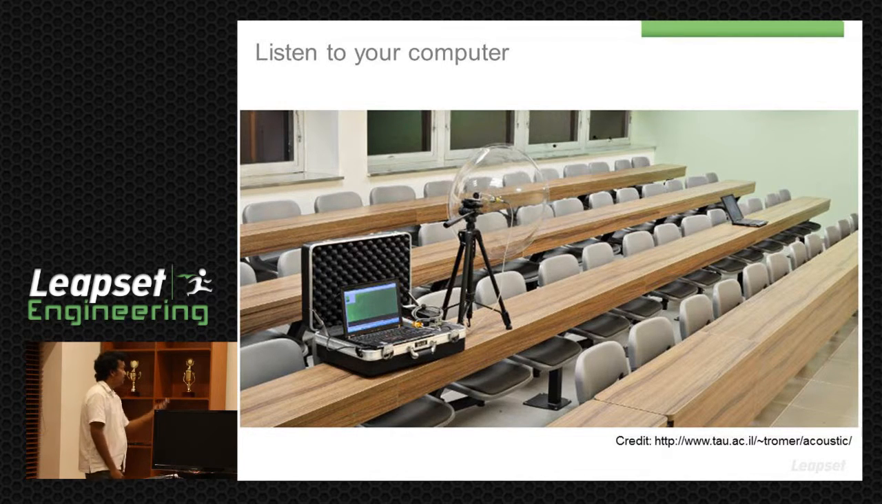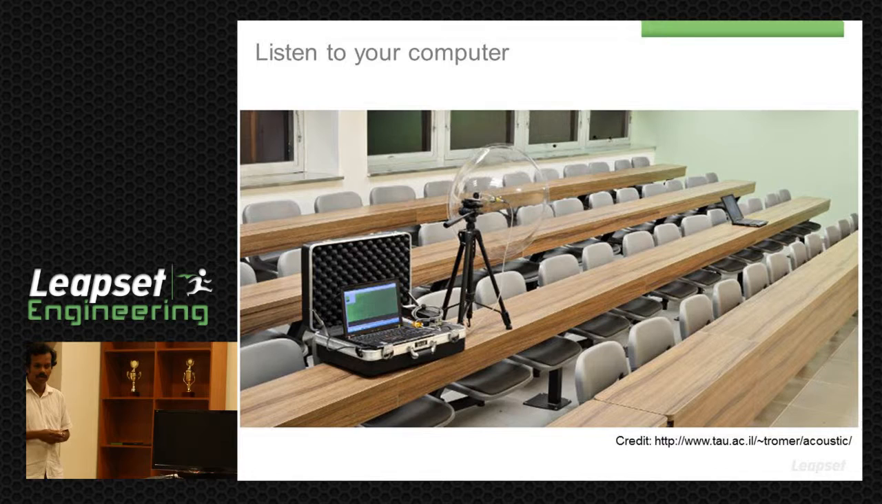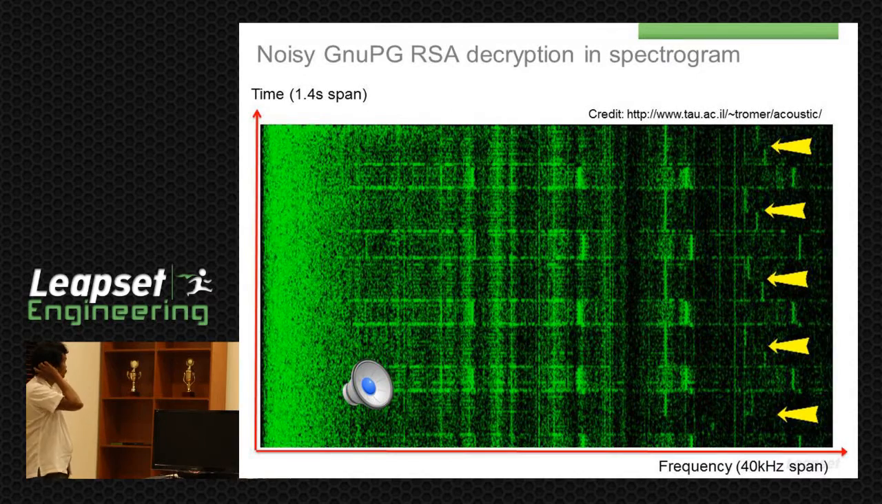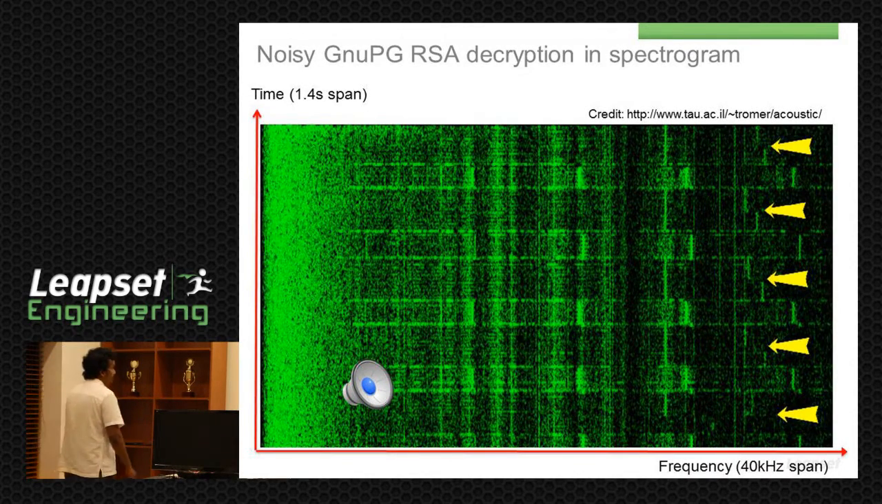So here they are trying to listen to that computer in the other corner of the table using a parabolic microphone. Using this parabolic microphone, you can listen to distant sounds. People like bird watchers use these parabolic microphones. So this is what they have recorded. They made that other computer run an RSA decryption operation, and they listened to the high frequency sounds made by that computer and recorded them. This is called a spectrogram.